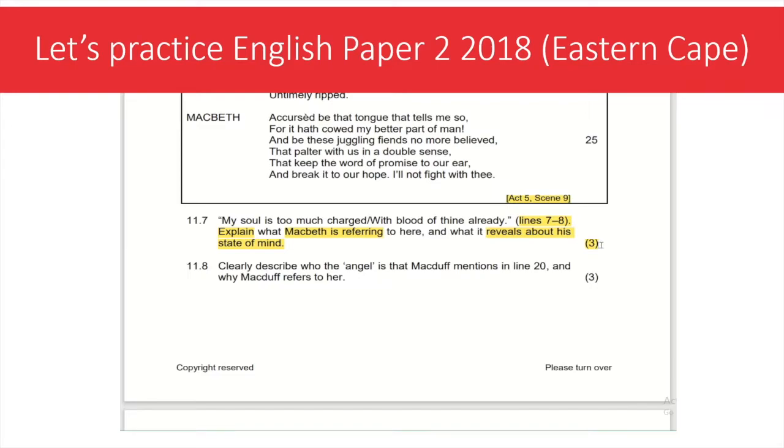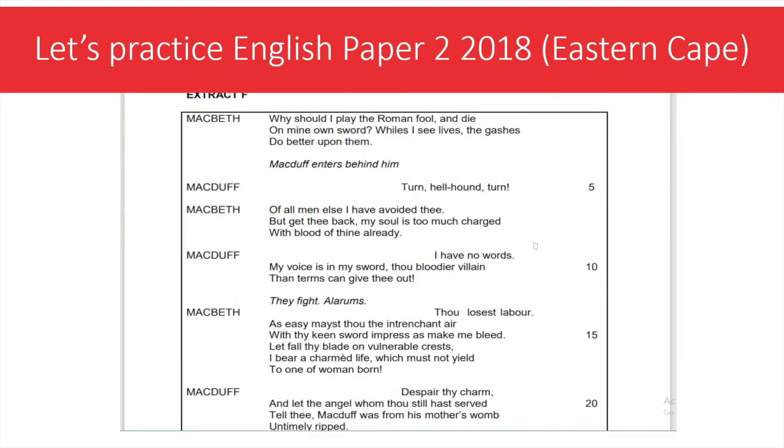Now, this is where you need, for the 3 marks, to have knowledge of the play. At this point, he's lost all types of remorse about killing people, about killing his best friend Banquo. He has no care in the world. He only cares about himself and the ambition to be king at this point in time. So let's have a look at lines 7 and 8. So 5, 6, 7. So, but get thee back, my soul is too much charged with the blood of thine already.